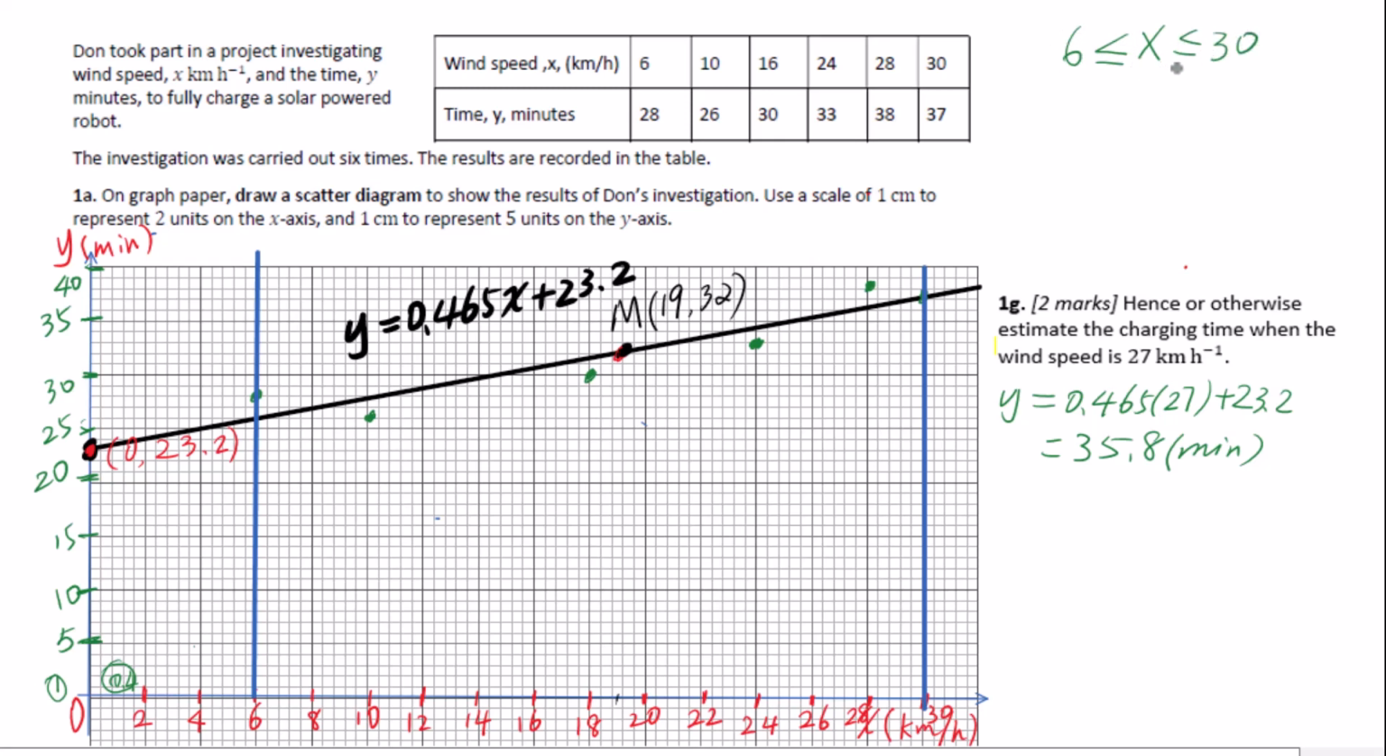So any value between 6 and 30, we call it interpolation. When x is greater than 30 or x is less than 6, we call it extrapolation.